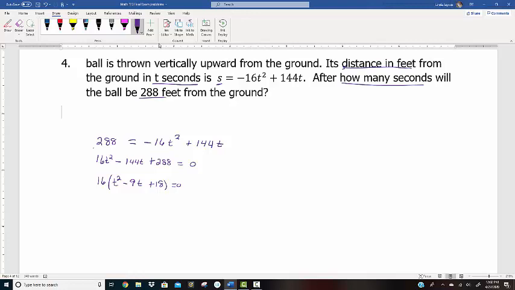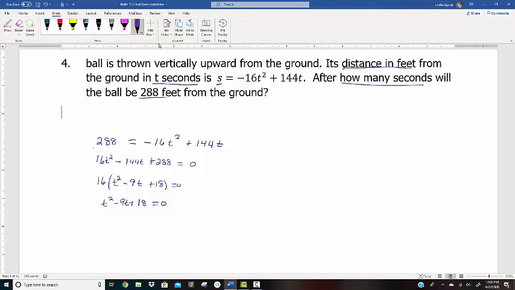So I'm going to factor this problem, t squared minus 9t plus 18. Just taking this 16 out is just a reduction of the numbers that our final answer would have been reduced by, so we don't have to worry. And we can set this piece equal to 0.